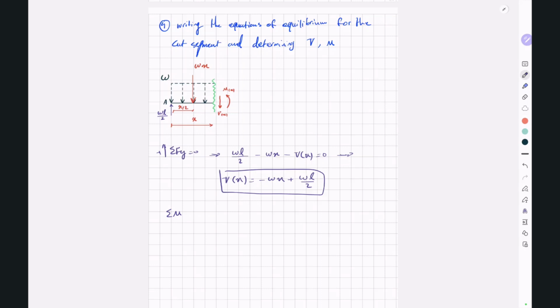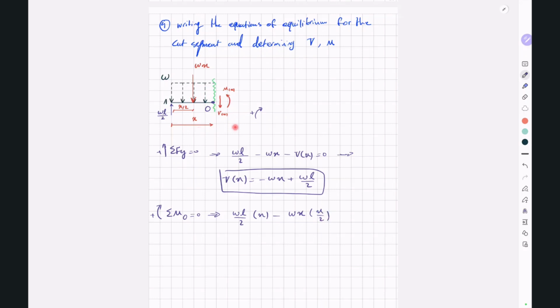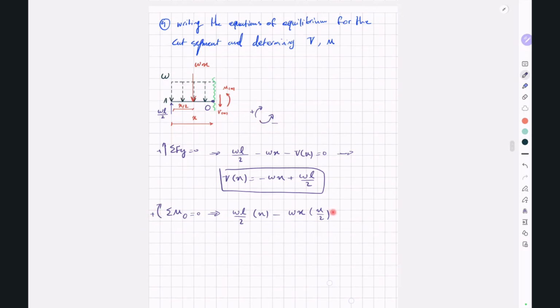Sigma M around any point along this segment will be equal to 0. We choose this point and we call it O. Choose this direction as the positive direction. So WL divided by 2 multiplied by X, and our moment will be in this direction, which is our positive direction, minus WX multiplied by this distance, which is X divided by 2, and it's going to be in this direction, which is in the opposite direction of our chosen positive direction. That's why we're using the negative sign. Minus Mx will be equal to 0. And this will give us an Mx equal to minus Wx to the power of 2 divided by 2 plus WL divided by 2 multiplied by x.